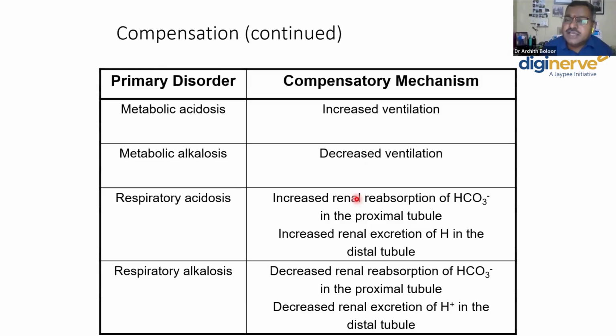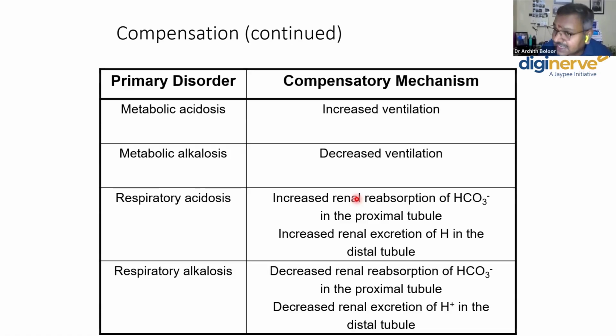So remember, in metabolic acidosis, the compensation is increased ventilation to wash out the carbon dioxide, the Kussmaul's breathing. Metabolic alkalosis decreases the ventilation. Respiratory acidosis, what is it going to do? It is going to increase the reabsorption of the bicarbonate in the proximal convoluted tubule, or increase the renal excretion of H plus in the distal part. The opposite will happen in respiratory alkalosis. So the body is going to do this.